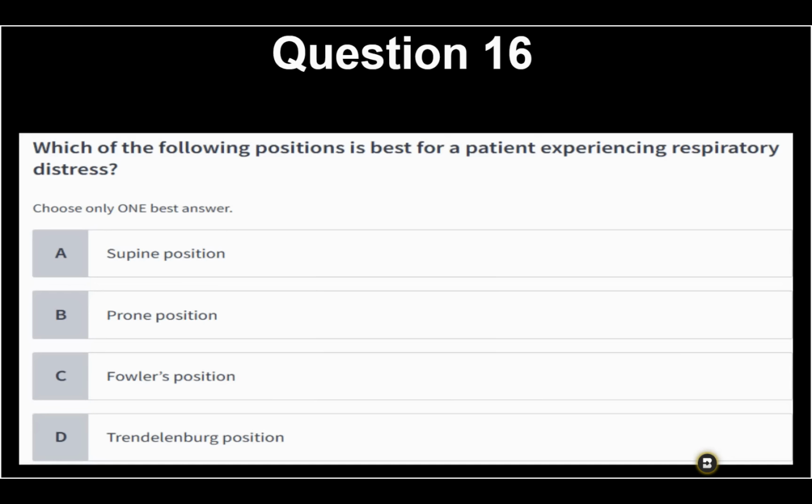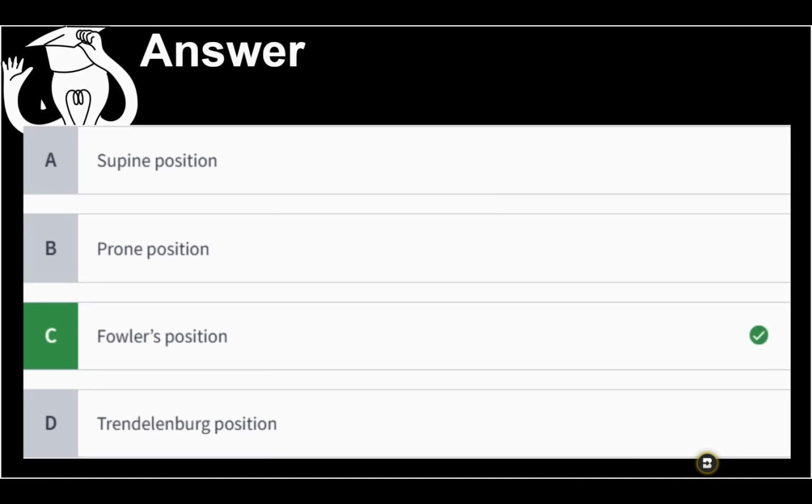Question 16. Which of the following positions is best for a patient experiencing respiratory distress? A, supine position, B, prone position, C, Fowler's position, or D, Trendelenburg position. Now, if you said C, Fowler's position, then you are correct.